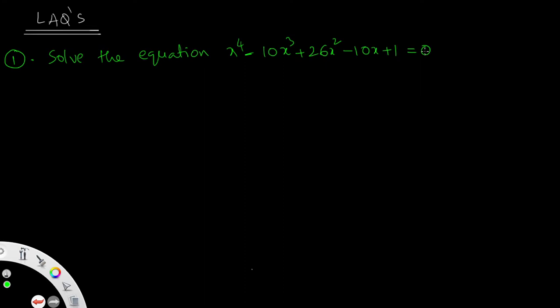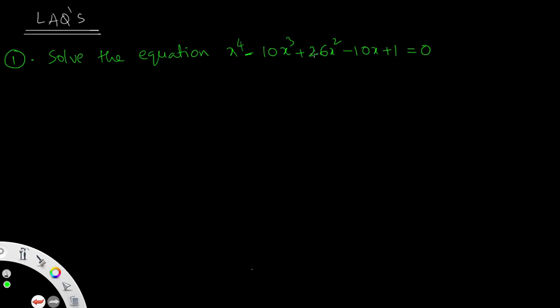So by using this equation, solve the equation by reciprocals. This equation is of the form of reciprocal equations. By seeing the equation, you can observe that the first and last coefficients are the same: 1 and 1, minus 10 and minus 10. So it is in the form of reciprocal equations.